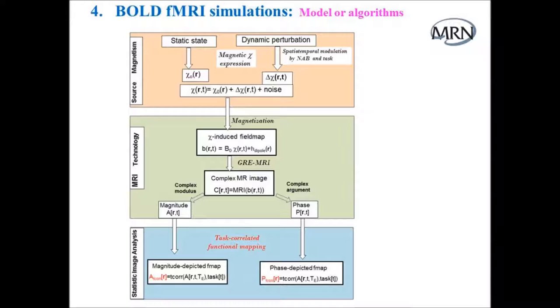For the chi simulation, we include one more module. This is for functional mapping, where functional connectivity will happen. The first module is still biological and physiological. From there, functional activity should provide susceptibility expression. Then the technical part generates the magnitude and the phase. Then from the magnitude we do functional mapping, just like all you do. This is task-correlated functional mapping based on magnitude, and this one is based on phase. It's just for simulation.